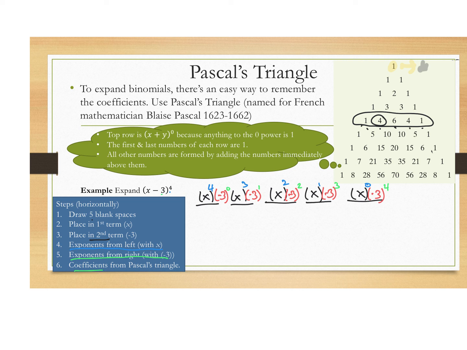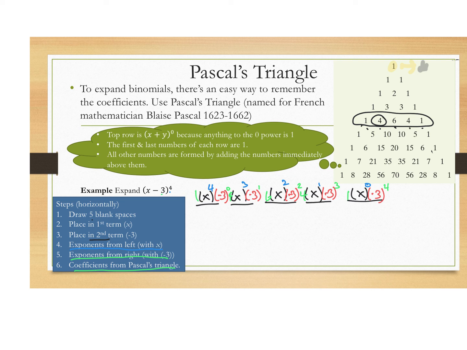The last thing we'll do is put in the coefficients from Pascal's triangle, which would be the same numbers had we used nCr or combinations or the binomial formula. Then all that's left for us to do is to clean it up.